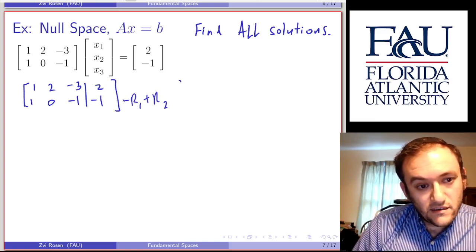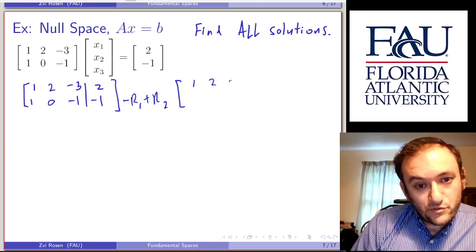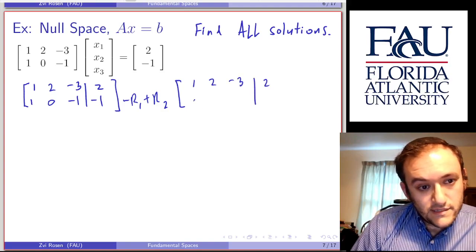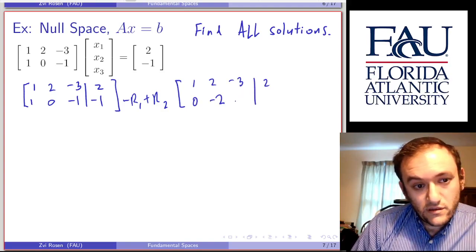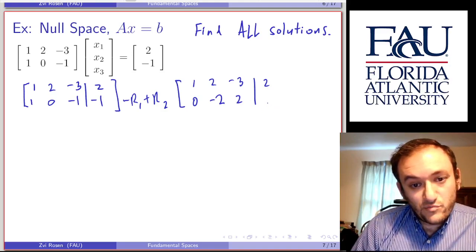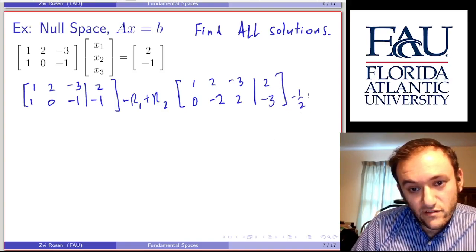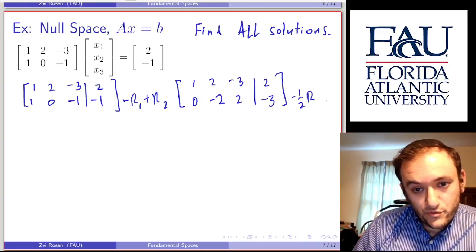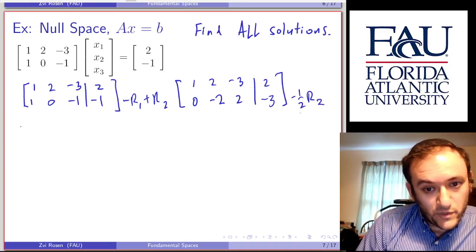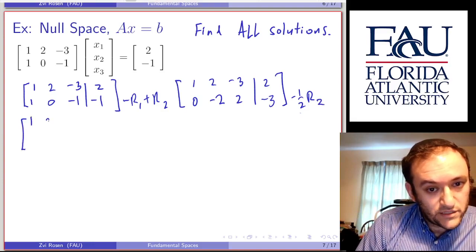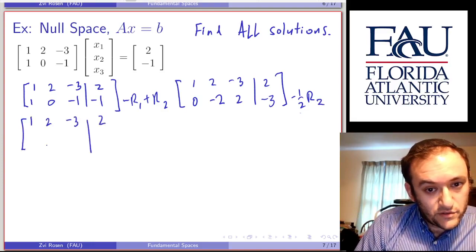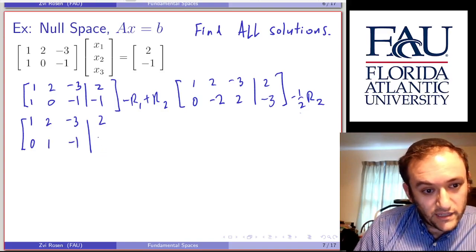Okay, and this gives us 1, 2, minus 3, 2, 0, minus 2. Okay, minus 3 is 3, minus 1 is 2, and minus 2 plus minus 1 is minus 3. Okay, and then we can multiply R2 by minus a half, and we get 1, 2, minus 3, 2, 0, 1, minus 1, and 3/2. Okay.